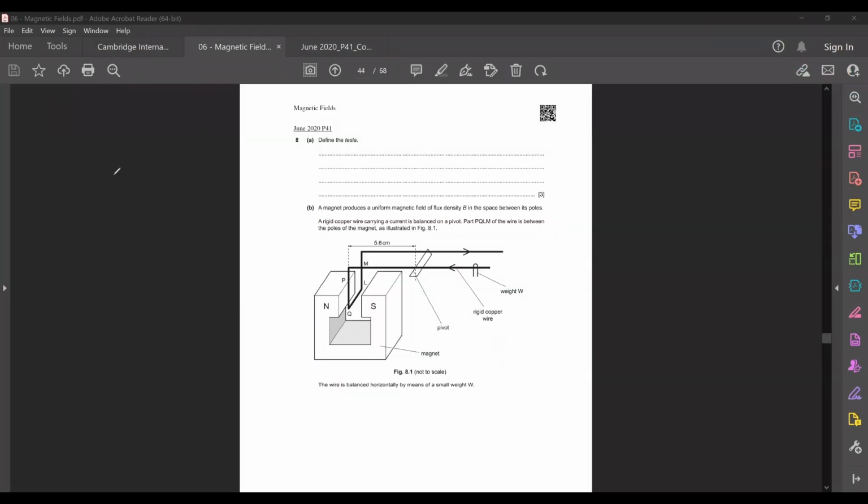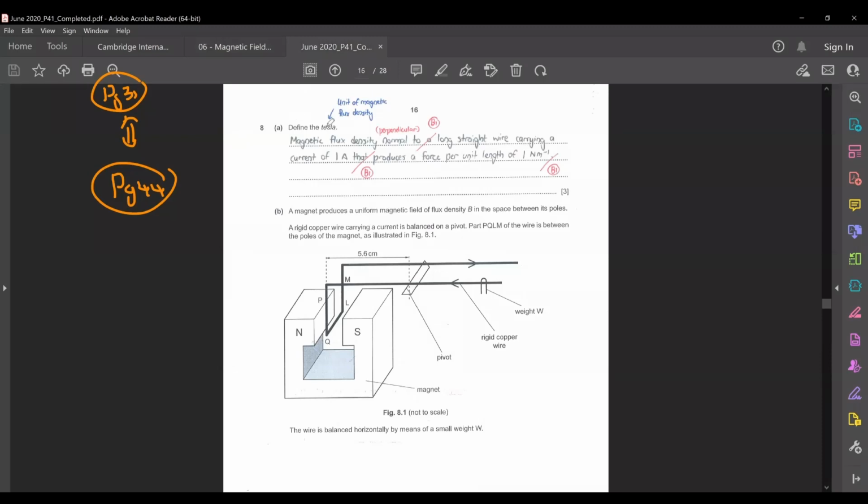For the next question, let's have a look at page 44. This is actually quite similar to the question that you just did under page 31. The current question will be June 2020 P41. In this question, you're supposed to define the Tesla.